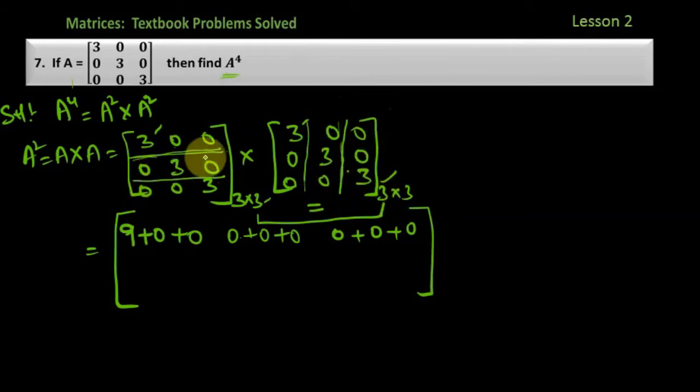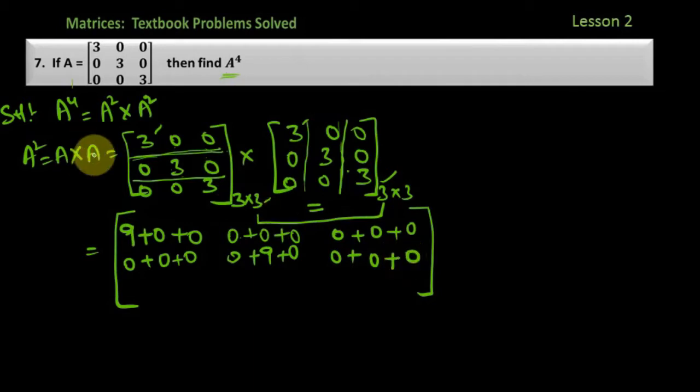Right, so first 0 into 3 is 0, plus 3 into 0 is 0, plus 0 into 0 is also 0, right? Now 0 into 3 is 0, plus, see here, 3 into 3 is 9, plus 0 into 0 is again 0. Now the same row with the third column: 0 into 0 is 0, plus 3 into 0 is 0, plus 0 into 3 is also 0.